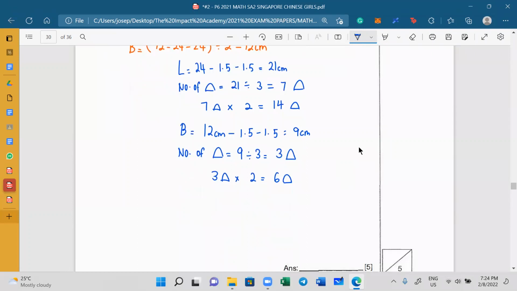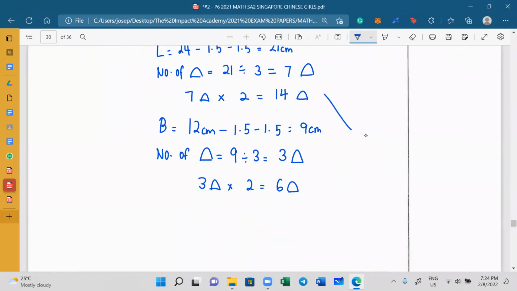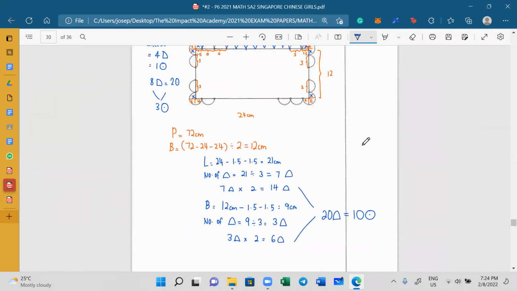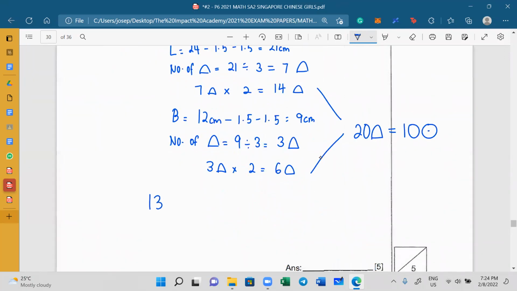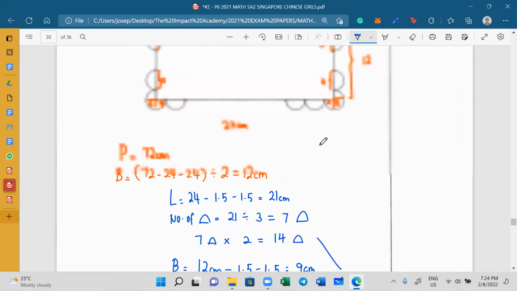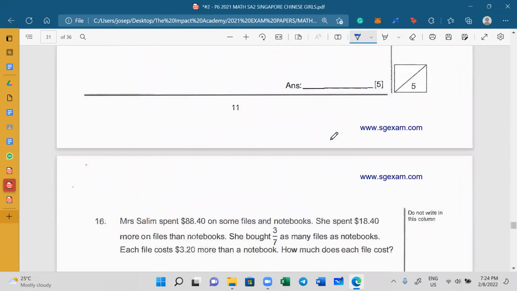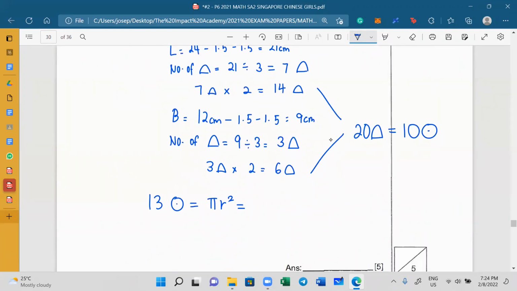Okay, so in total, how many circles are there? Over here, I have 14 and 6, which means to say I have 20 semicircles, and that gives me 10 circles. Make sense? So if I have 10 circles over here, 3 circles over there, I know that in total I have 13 circles. So to find area of circle is just pi r squared. They said to use calculator pi. Very good. All I need to do is just pi times the radius, which is how much? 1.5 to the power of 2. Correct? And then after that, I times 13. Because I have 13 circles in total.